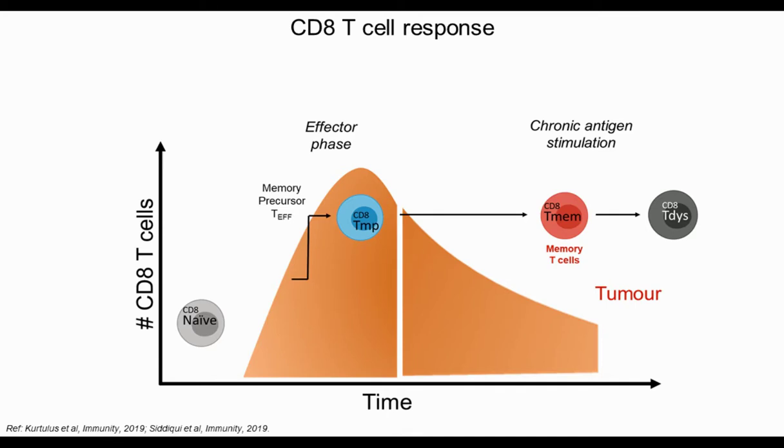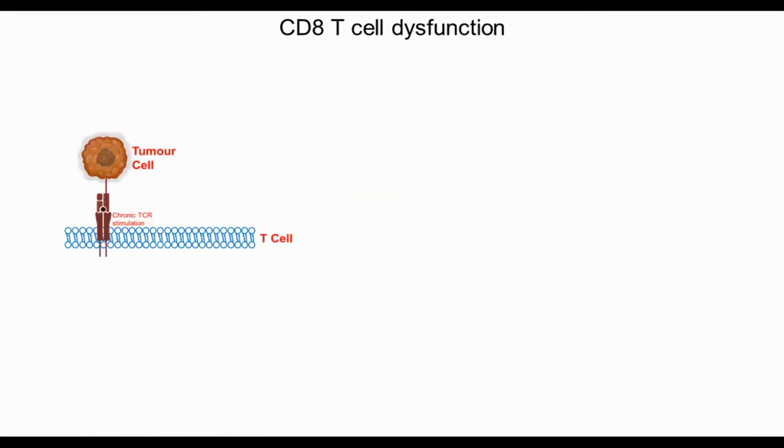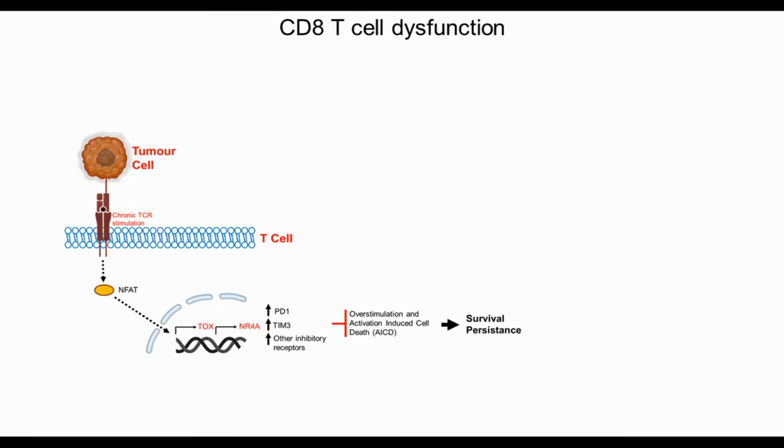So one of the big questions in the field today is how this dysfunction works. What we know so far is that CD8 T cells recognize the tumor cells in a chronic way. They are constantly seeing the same antigen, and we have a chronic T cell receptor stimulation. This chronic T cell receptor stimulation drives several transcription factors that finally result in the increase of PD-1, TIM3, and several inhibitory receptors whose function is basically to avoid the overstimulation of these cells that could produce their death, and promote their survival.